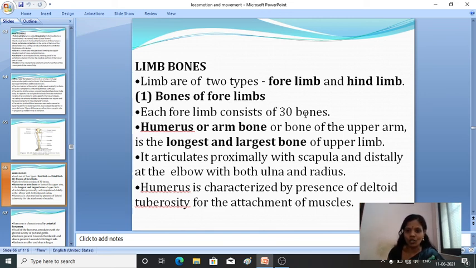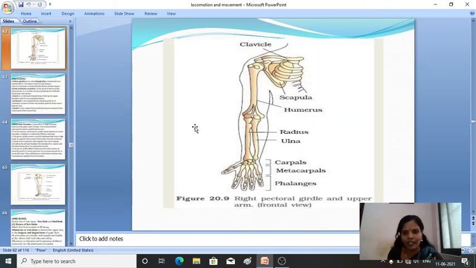The humerus or the arm bone is the upper arm. It is the longest and the largest bone of the upper limb. It articulates proximally with the scapula and distally at the elbow with both the ulna and the radius. Fine. Here you can say this is the humerus, and it is connected to both the radius and the ulna.